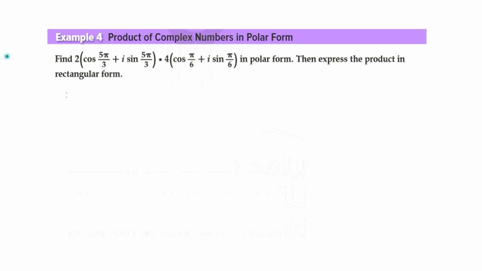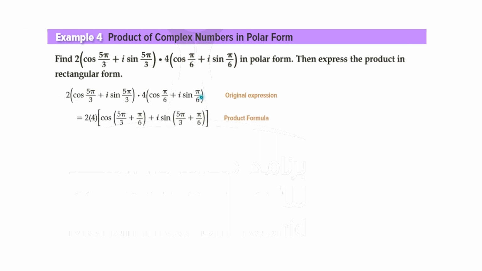Let's look at an example. Here we want to find the product of two complex numbers given in polar form. So our given complex numbers are 2 times (cos 5 pi by 3 plus i sin 5 pi by 3) times 4 times (cos pi by 6 plus i sin pi by 6). Then we need to express the product in rectangular form. So this is our original expression.